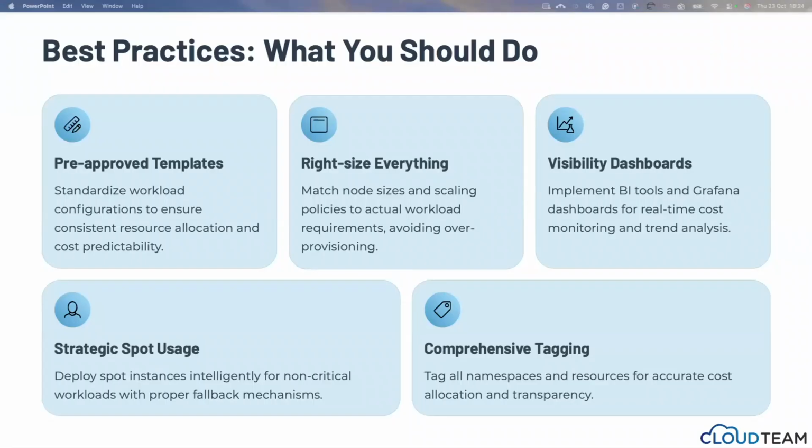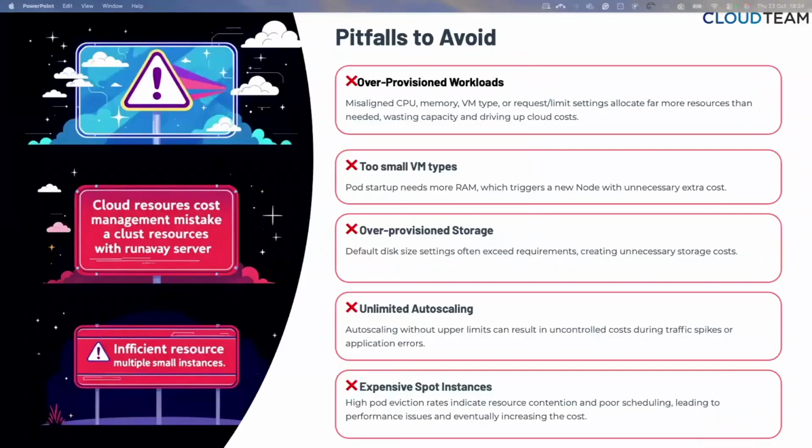So this sums up the best practices, but we know not everything always goes as we want, so we also have some pitfalls to avoid when we talk about Kubernetes. The pitfalls to avoid will be, first of all, over-provisioning the workload. Again, where CPU, memory, request, and limit settings are too high, we are wasting resources, and that's how we can increase the cost, which is something we want to avoid.